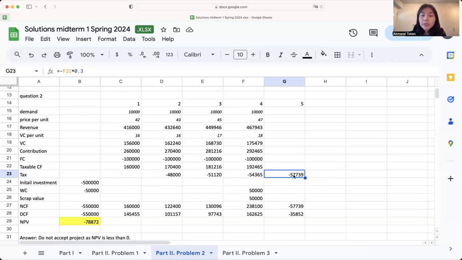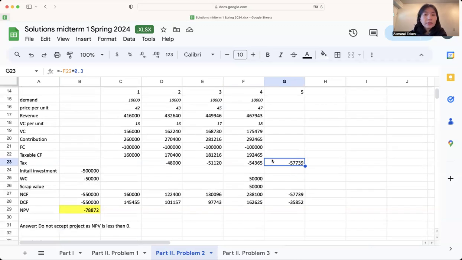So you can note that for the fifth year of operations, we don't have taxable income, but we have tax expense because tax is paid in arrears. You sell during the fourth year of operations and pay taxes 1 year after that, after the fifth year of operations.